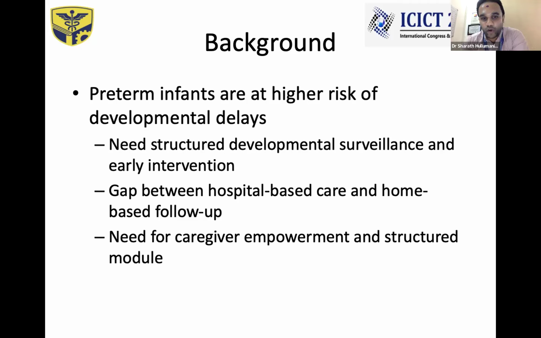there is a huge gap between the hospital-based care and the home-based follow-up. Once the baby is discharged from the neonatal unit, we are not able to meet the baby. That's the biggest gap, where we give treatment in the hospital-based as well as in the home-based. This is the second gap.